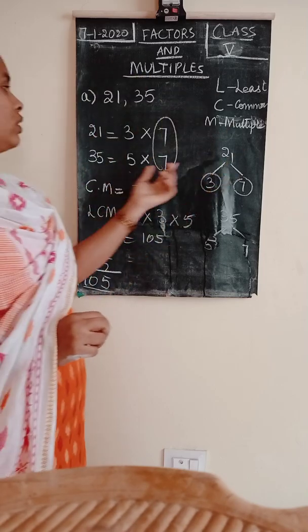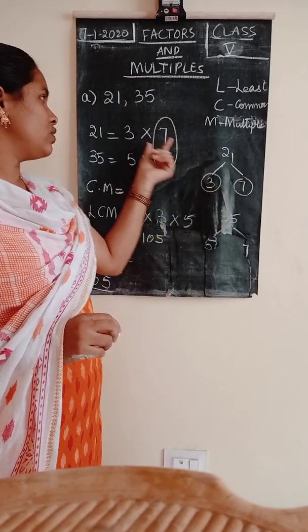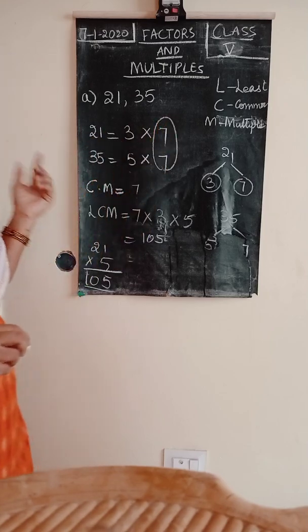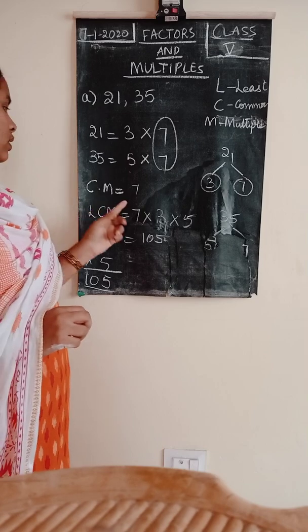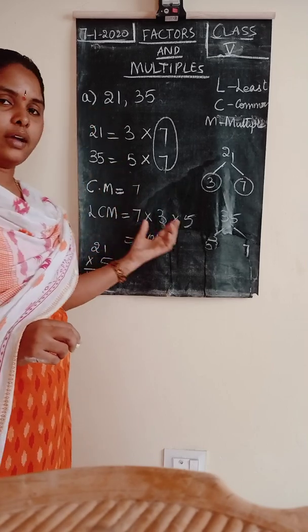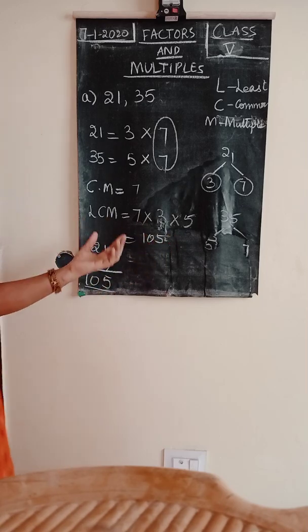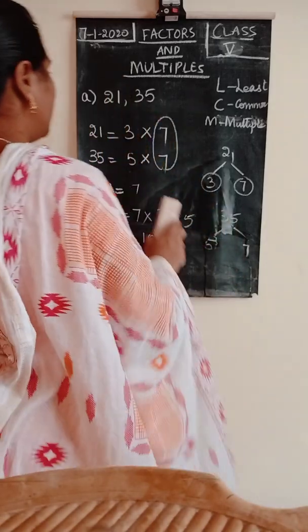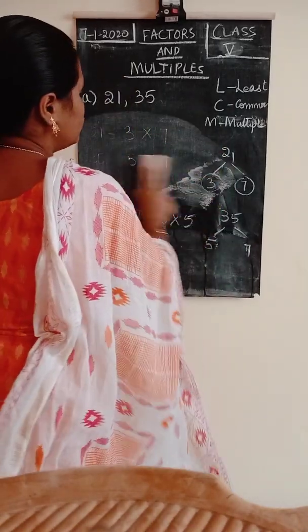What did we do? First you find the prime factors, then you find the common multiple, and then you find the least common multiple. Along with 7, the remaining numbers you have to multiply. So this is the least common multiple. This same method you will do using the division method.